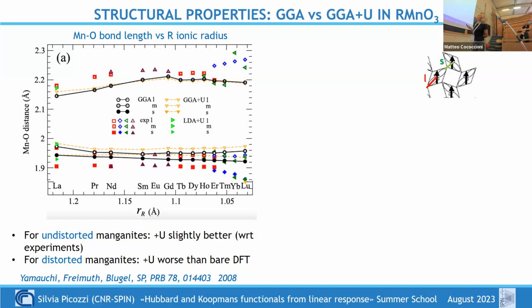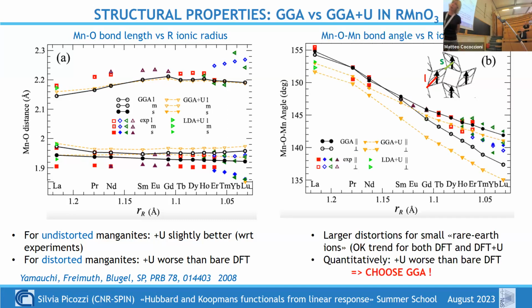What happens? So here I'm plotting the distortion. So Jahn-Teller, long bond length, short bond length, and also the medium one, the one perpendicular to the plane. And what you see is basically that, I mean, it's difficult to compare. But you can, in principle, say that for undistorted manganese, maybe you need a +U. But then maybe for distorted manganese, if you add a U, there is a big deviation. So you're never sure exactly whether you should use a U.